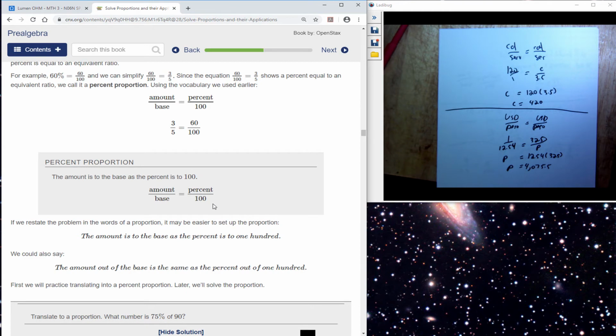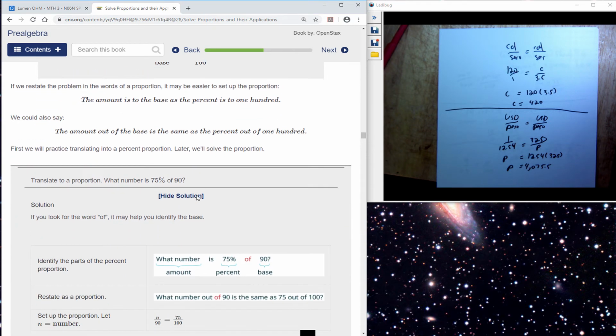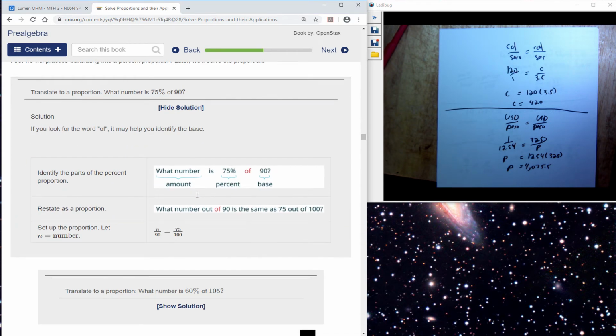Okay. So here, this is a percent proportion. It's set equal to 100. Amount is to the base, that's a percentage to 100. So now they're asking this one here.